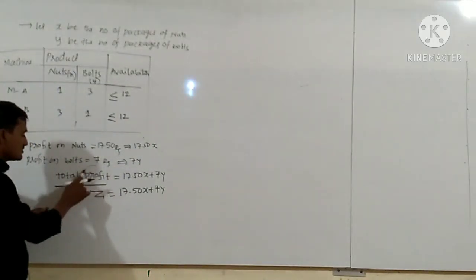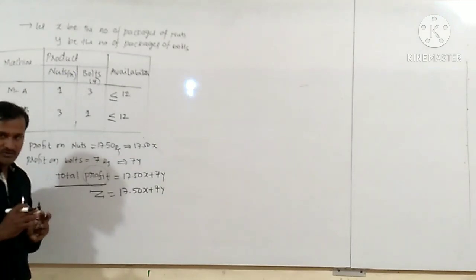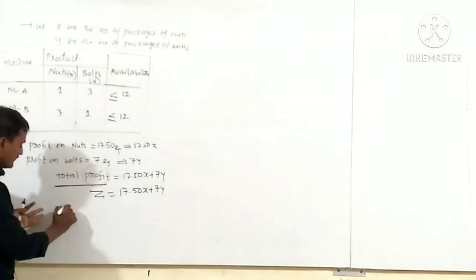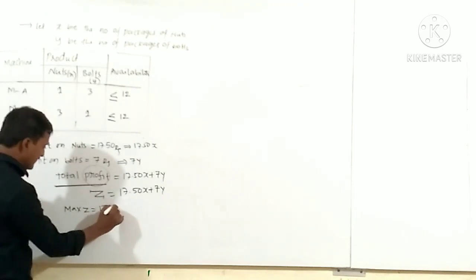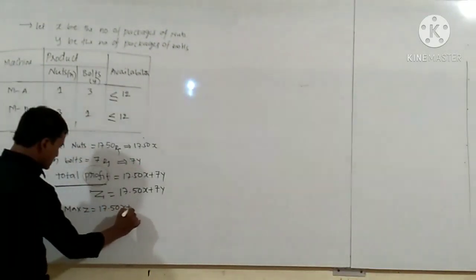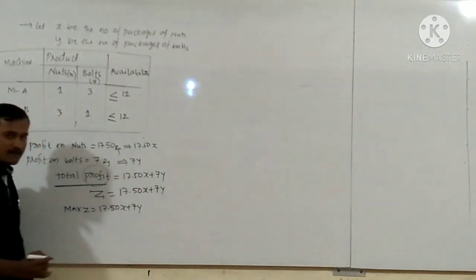Profit they have used. Profit is always maximum. So therefore maximum of z is equal to 17.50x plus 7y.